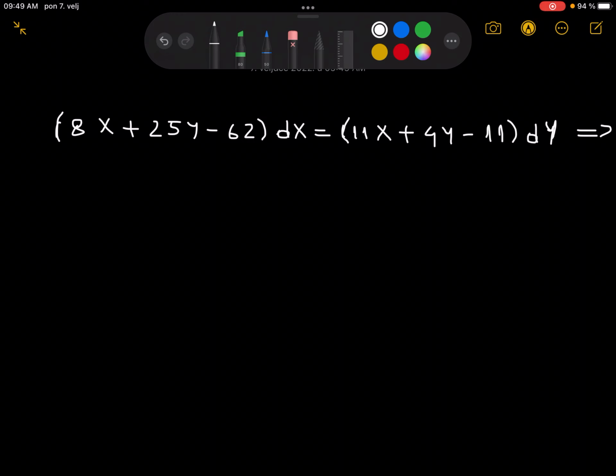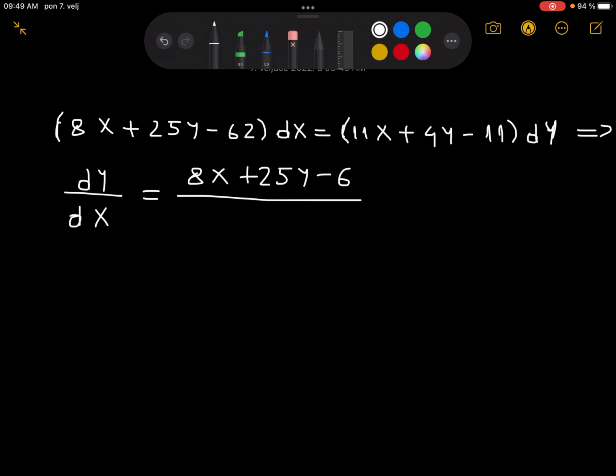From here it follows that dy over dx is equal to 8x plus 25y minus 62 over 11x plus 4y minus 11. Okay, now we're going to make a change of variables.